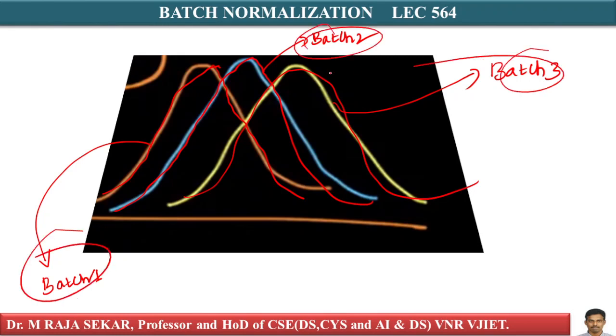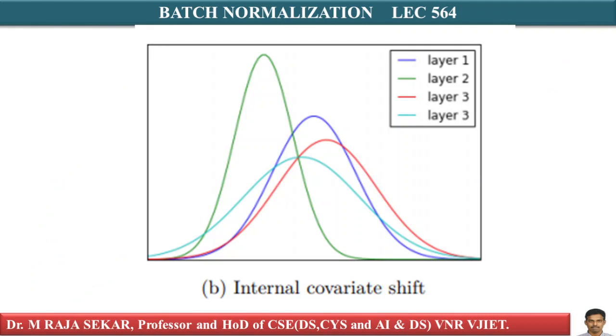If different batches have different types of distribution, and they may not even be Gaussian, as the distribution changes, the neuron in layer 5 can go crazy, because every time it is seeing a different distribution of input. This problem is called internal covariate shift.